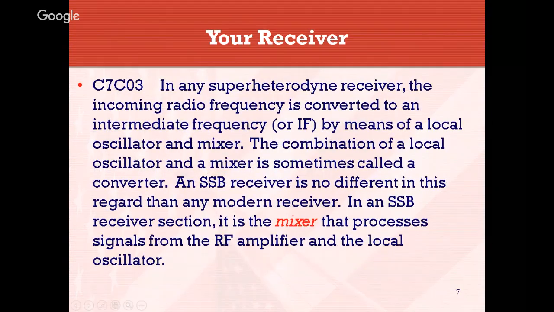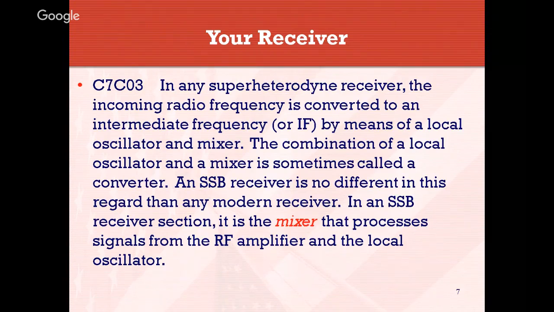Okay, in any superheterodyne receiver, the incoming radio frequency is converted to an IF or intermediate frequency by means of a local oscillator and mixer. And the combination of a local oscillator and mixer is sometimes called a converter. And in your SSB or single sideband receiver, there is no difference in this regard than any other modern receiver.